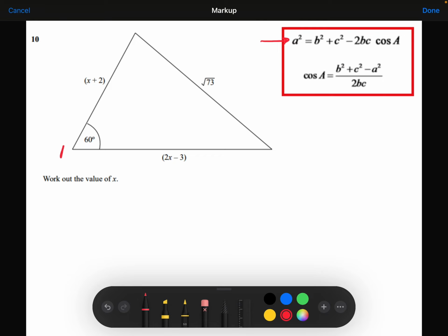So let me label up this as being angle A. This can be side A. The B and the C don't really matter. I'm going to call this side here B and this side here C.